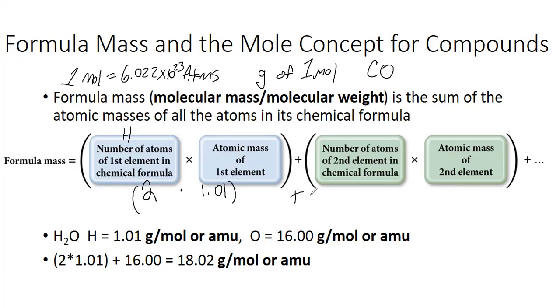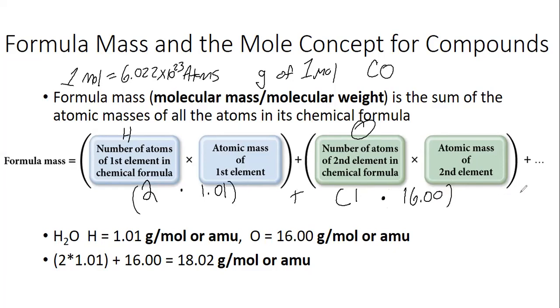And I'm going to add that to the number of atoms in my second element for H2O. My second element's oxygen. So I have one oxygen multiplied by the weight of oxygen. So going back to your periodic table, could be 15.998 or 16, depending on which table you're looking at. We're going to go with 16. So one multiplied by 16.